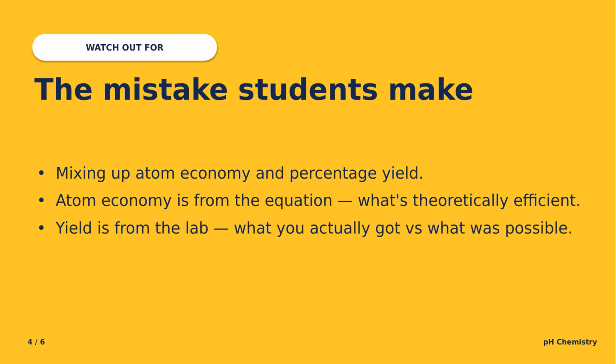Common slip. Mixing up atom economy and percentage yield. Atom economy is from the equation. What's theoretically efficient? Yield is from the lab. What you actually got versus what was possible. Both matter, but they measure different things.